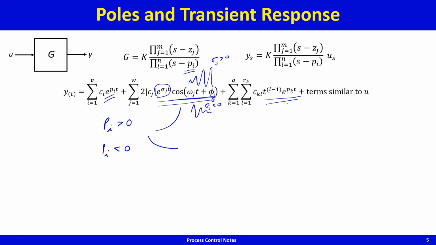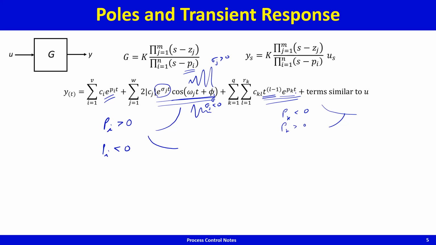Same thing applies here. If pk is less than 0, you will get a decaying transient. If pk is greater than 0, you will get a transient that blows up. By the way, why does this not cause a blow up? That's because the exponential has this property. It blows up the fastest and it decays the fastest. So whatever is the increase because of the t term or t to the power something term, it's going to be overwhelmed by the decrease in the e to the power pkt term. Okay.